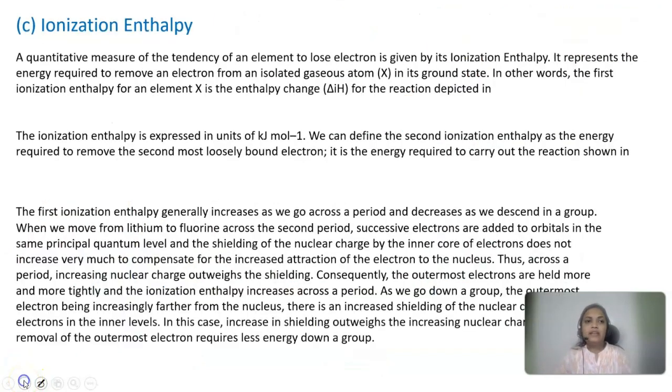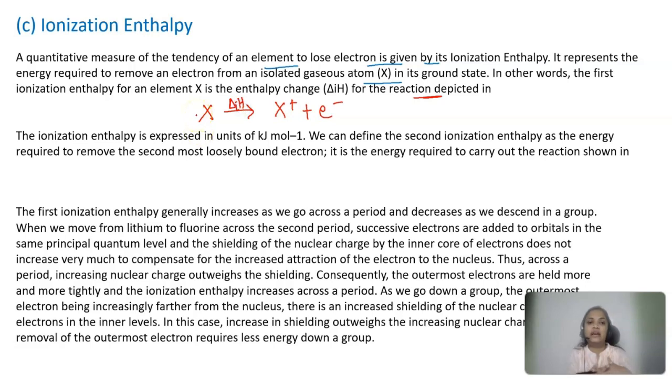Okay students, next up is ionization enthalpy. Very important. Alright. So what is ionization enthalpy? You know that it's actually a measure of the tendency of an element to lose an electron. So let's say an atom loses an electron. The energy required to remove that electron from the isolated gaseous atom is known as the ionization enthalpy. For example, if I am talking about any element X, it loses an electron and becomes X+.